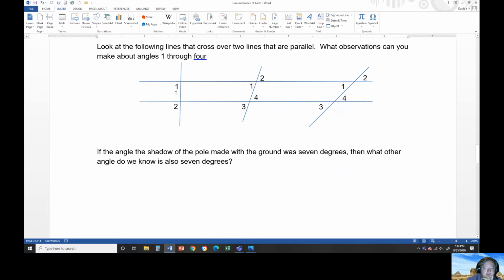Now, look at these angles, 1 and 2. Look at this 3 and 4. Just by looking at it, and yes, we're getting into geometry. We're just not going to tell our kids we're doing geometry. What can you tell me about the angles? What do they look like? Well, hopefully you're saying they look to be the same. 3 and 4 are the same here. These angles are the same.